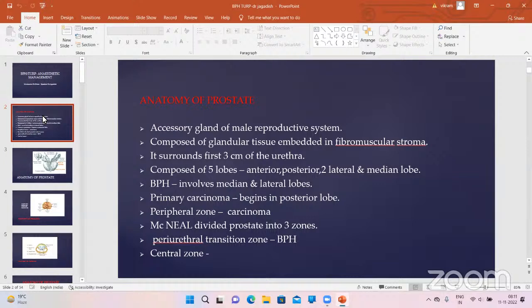Benign prostatic hypertrophy involves the median and lateral lobes. Usually primary carcinoma involves the posterior lobe. McNeal divided the prostate into 3 zones, in which the peripheral zone is mostly prone to carcinoma, and the periurethral transition zone is prone to benign prostatic hypertrophy, and there is also a central zone.